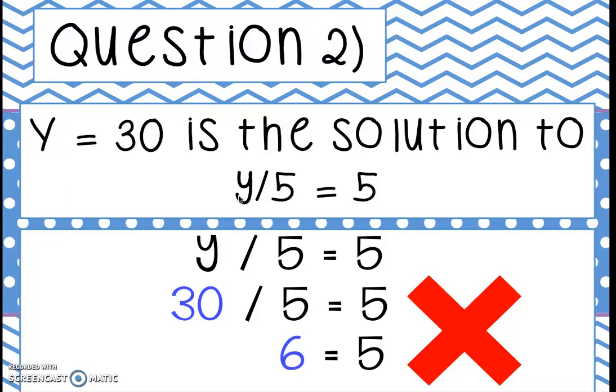So we know that y equals 30 is not a solution for the equation y divided by 5 equals 5. Okay, so you're going to do those same steps for every single problem and just determine if it is a solution, that's true. If it's not a solution, then it's false.